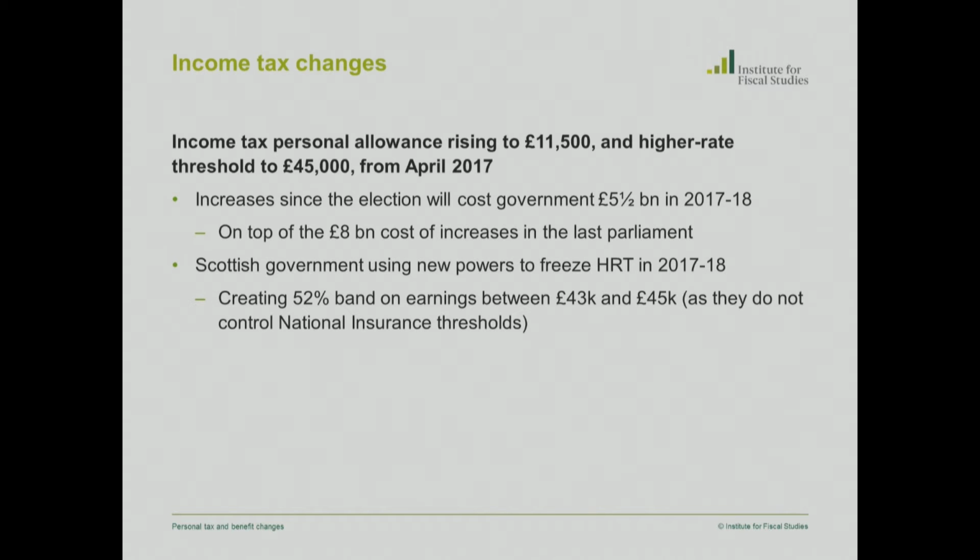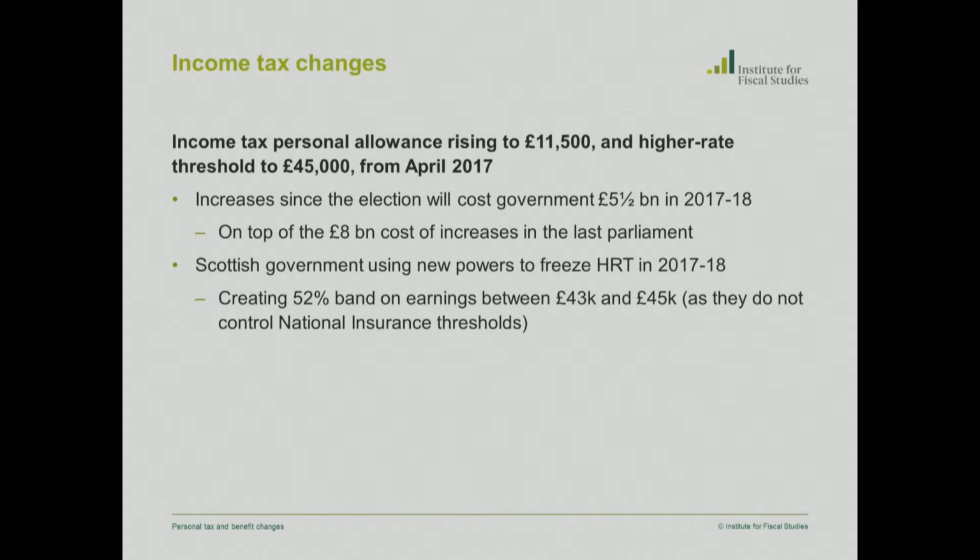So what's happening? Well, first, on income tax, the personal allowance, that's how much you can earn before you start to pay income tax at all, is rising to £11,500 next month, and the high rate threshold is rising to £45,000. Compared to just letting those thresholds rise in line with inflation, which is the default, that's going to cost the government £5.5 billion, relative to just leaving that since the start of this Parliament, and that's on top of the £8 billion that the coalition spent in the last Parliament on the same policies raising the personal allowance.